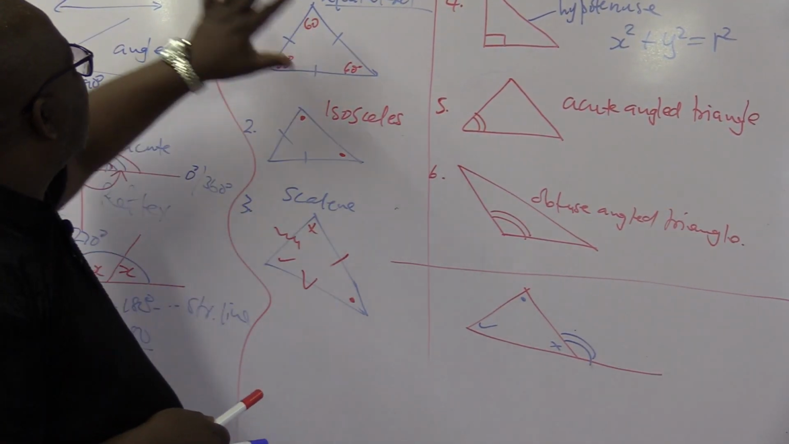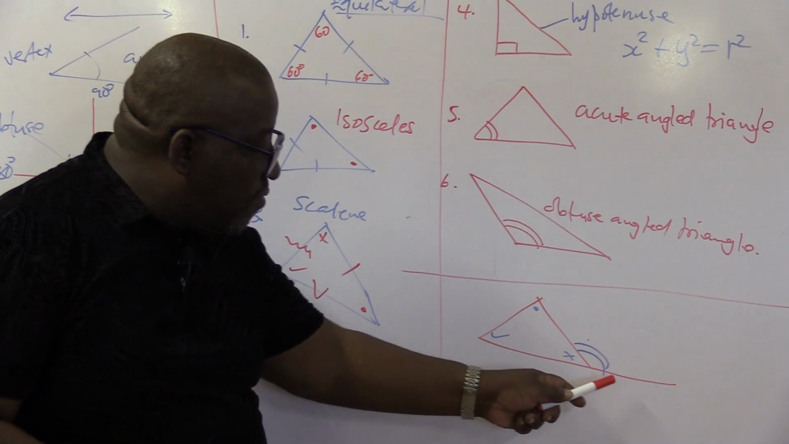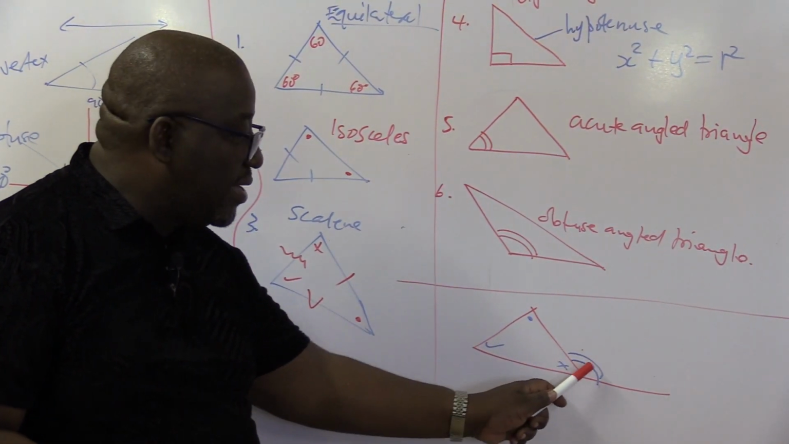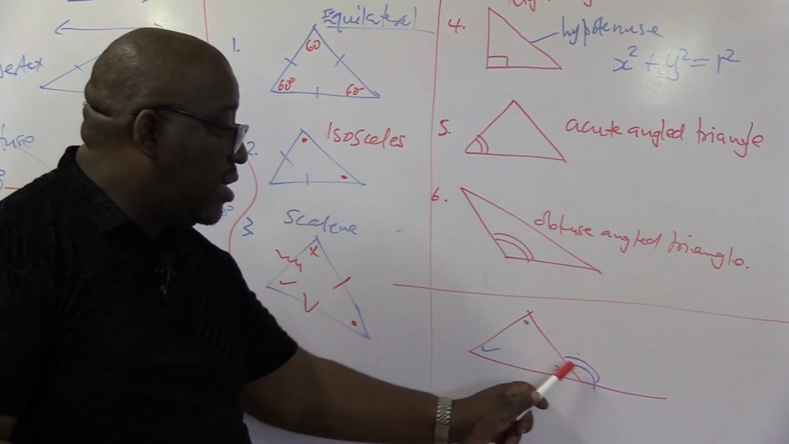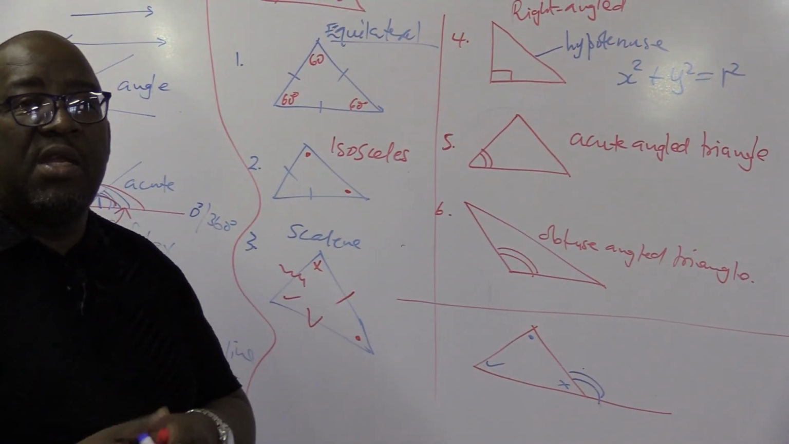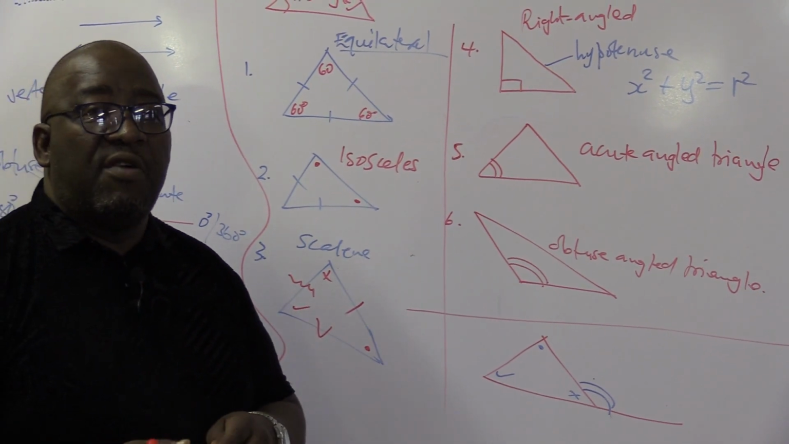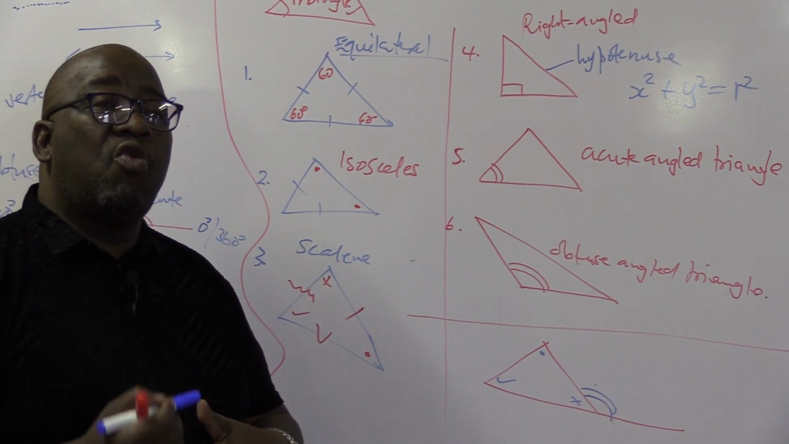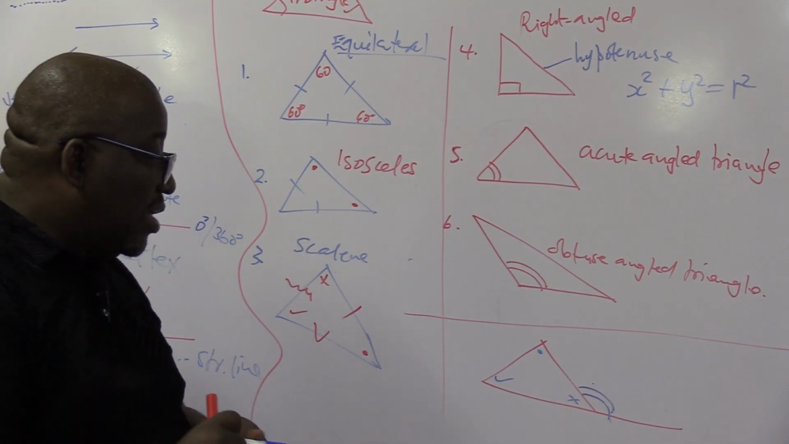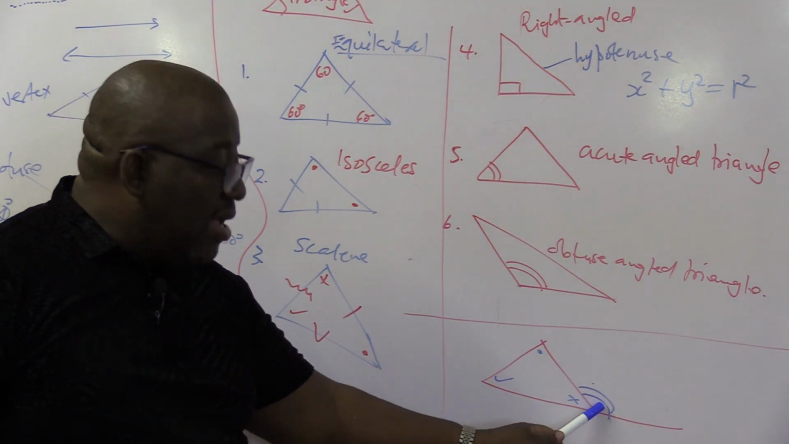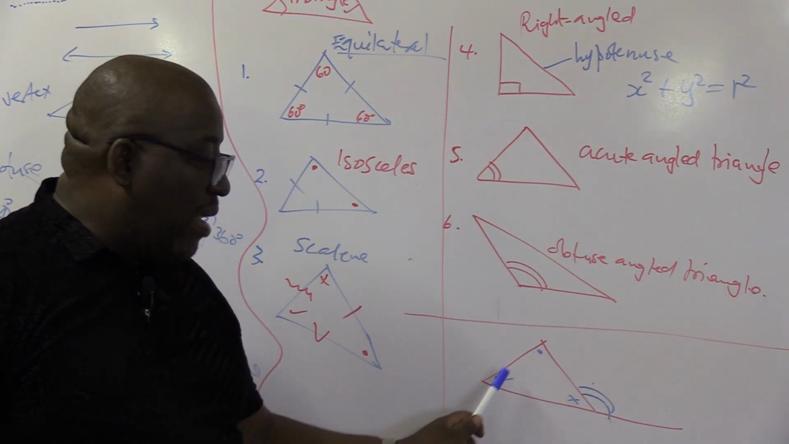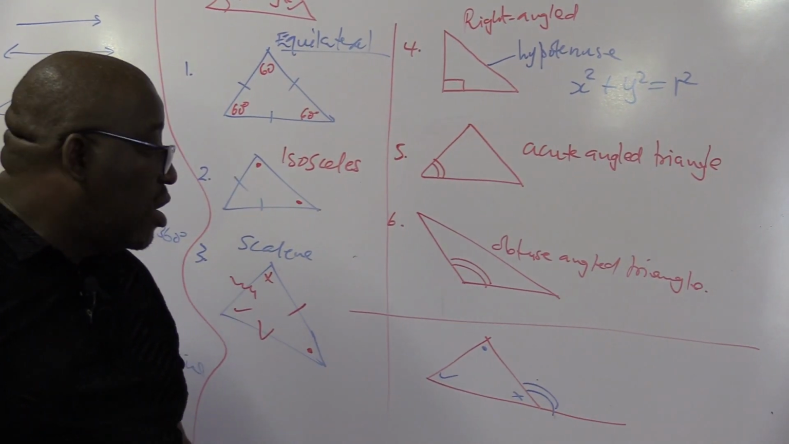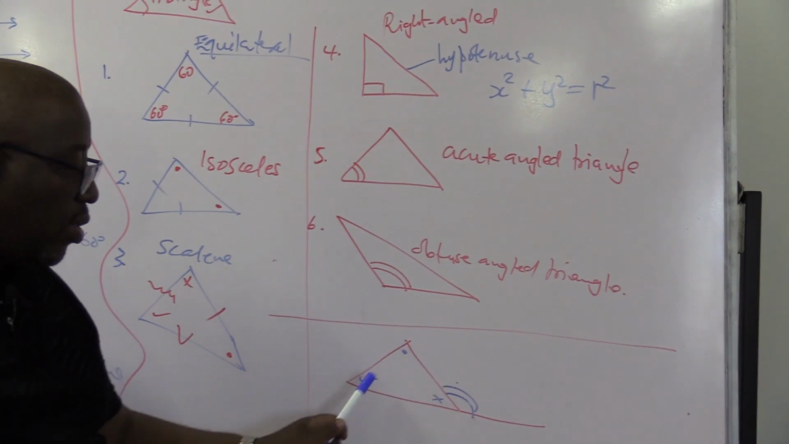We must not lose sight of what we are learning here, that from here to here is 180. If I've got this one, I will know this one, because if I add these two, I will get 180 degrees. But this theorem that I want to talk about here is called the exterior angle of a triangle. It says the exterior angle of a triangle is equal to the sum of the two opposite interior angles. In other words, this angle will always be equal to this angle plus this angle. So you might be given this angle and this angle, and you are required to find this one.